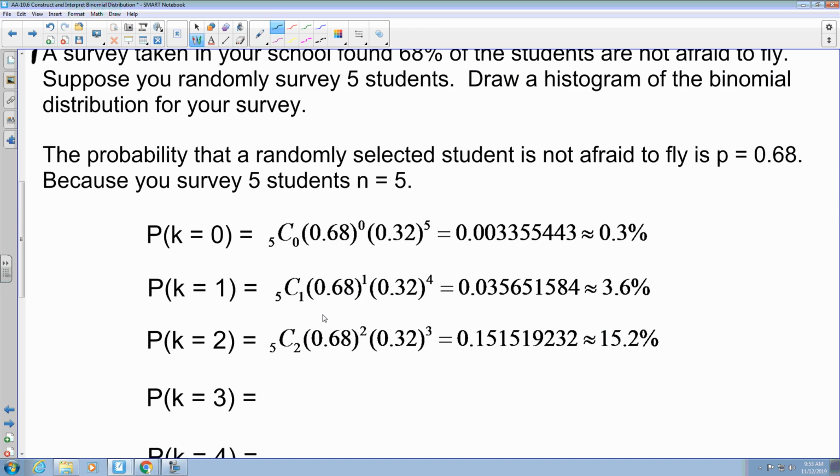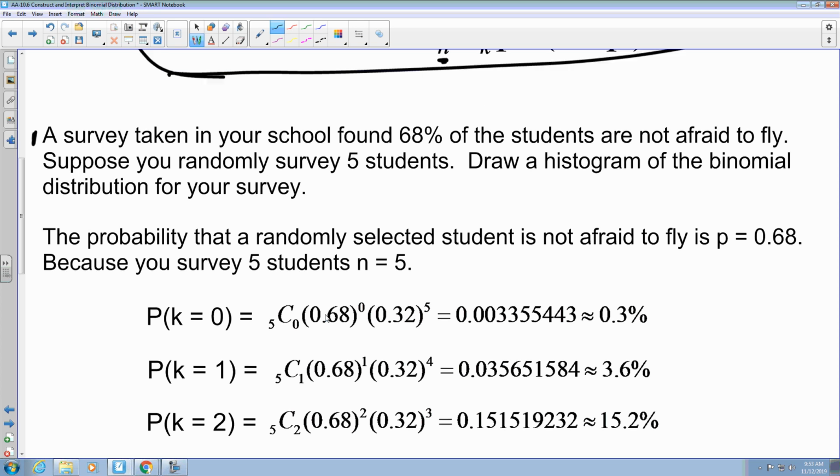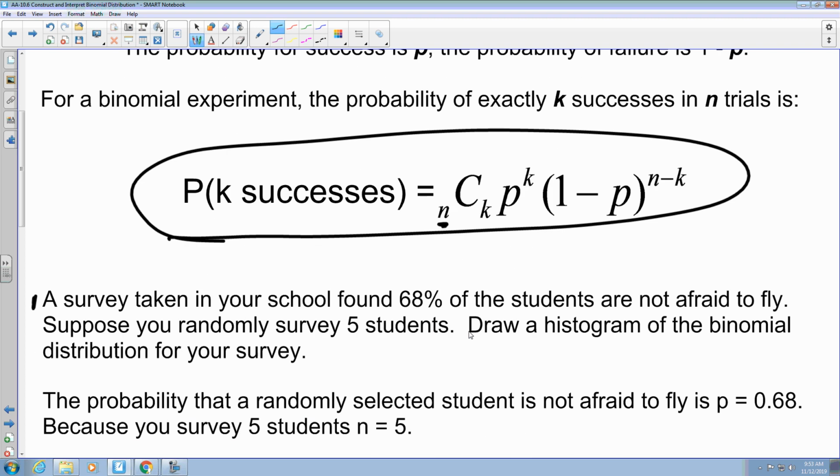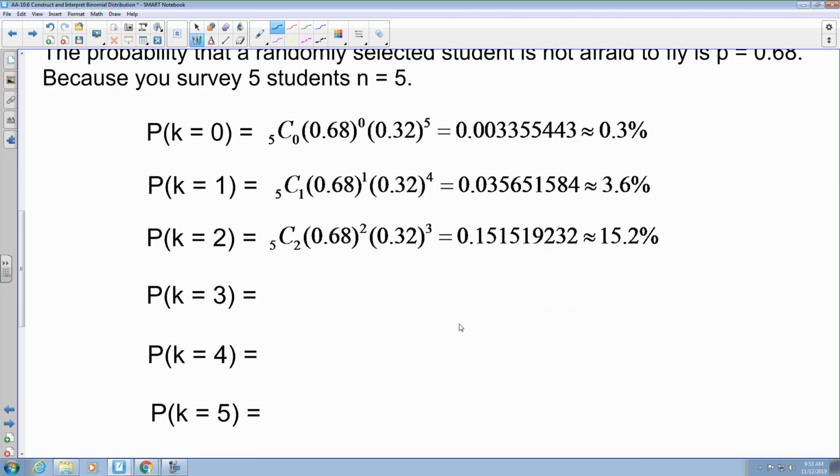So what we're going to look at is this. If you talk to 5 people and 0 people said that they were not afraid to fly, that would be a 0.3% chance. It would be very unlikely if you talked to 5 people and all of them were afraid to fly.